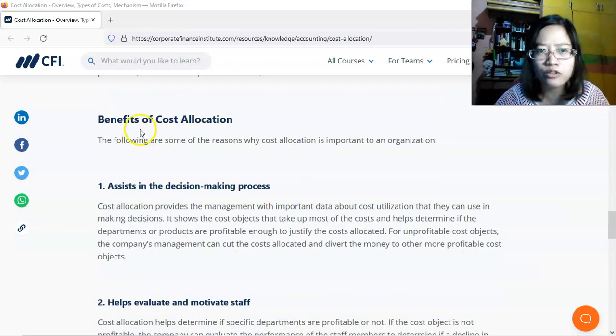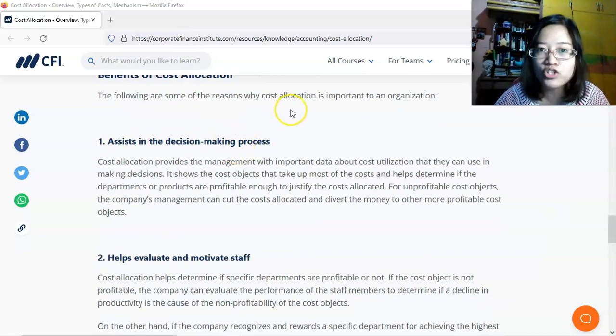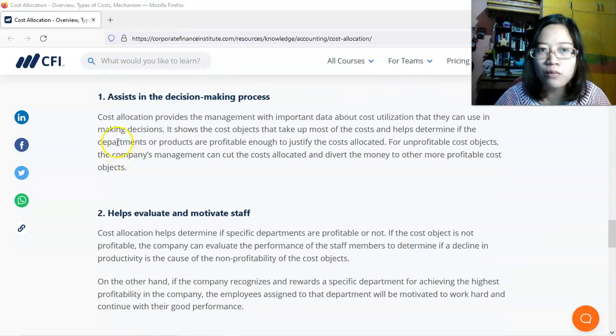Tapos, last part ito ng article, benefits ng cost allocation. Some of the reasons why cost allocation is important to an organization, especially to a business. So, ito first is it assists in the decision-making process. Of course, more reliable yung figures or amounts na makokompute mo kapag relevant yung basis mo in the allocation of cost to the products.